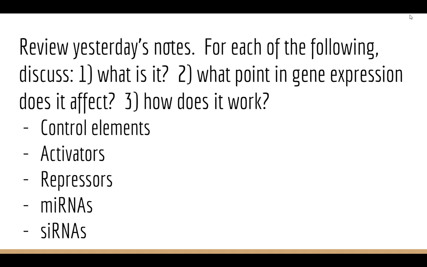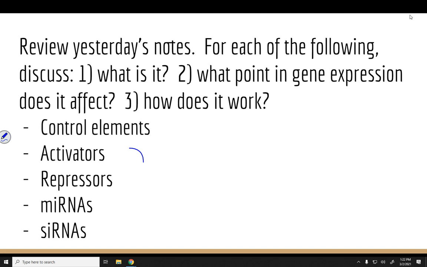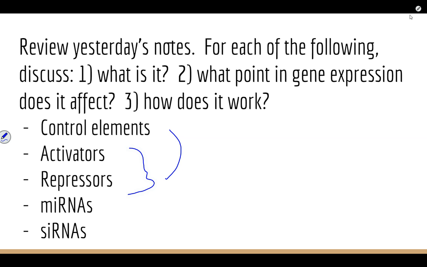A control element is a part of the DNA. It's upstream of the promoter part of a gene. So upstream means kind of backwards from where transcription is going to happen. And it's where other proteins, where activators and repressors, can attach.